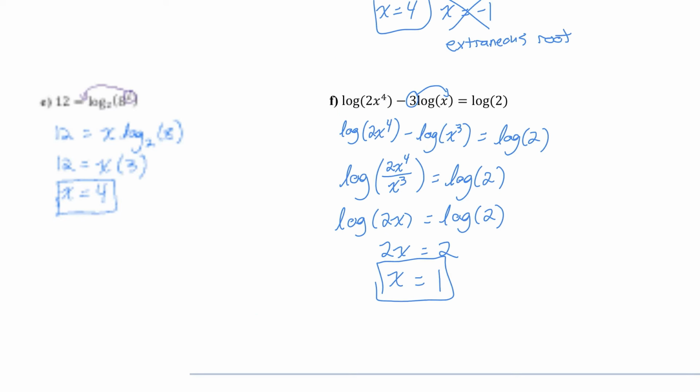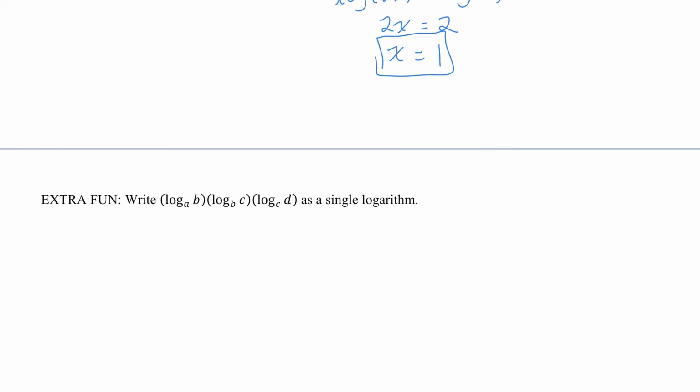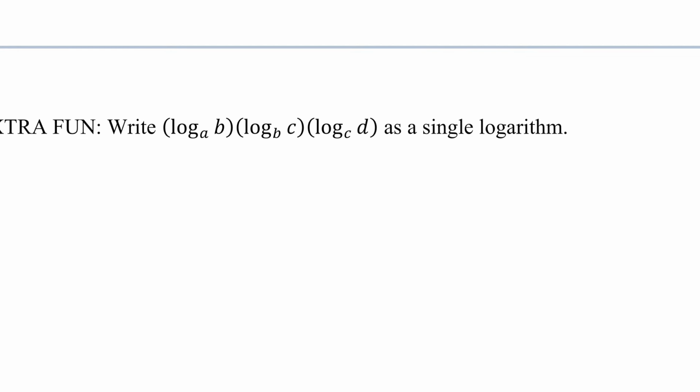So that's the end of that test. If you want an extra challenge, feel free to try and write the product of these three logarithms as a single logarithm. Feel free to leave what you think is the answer in the comments.